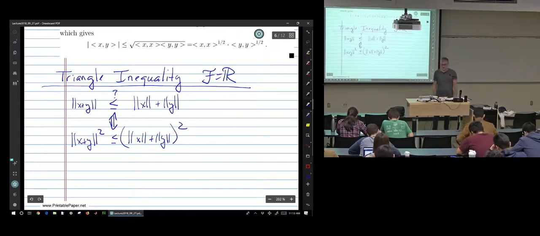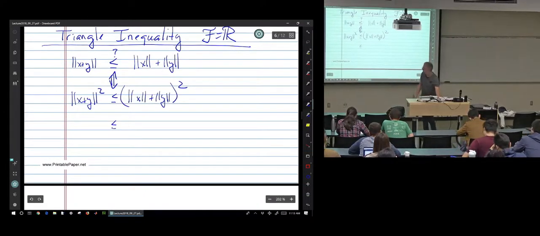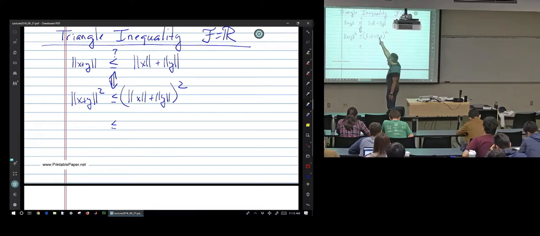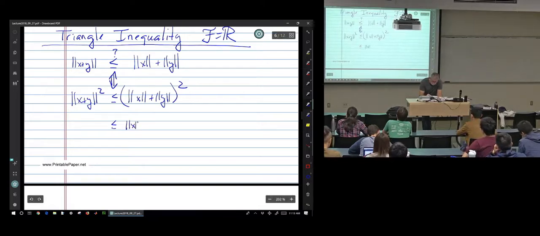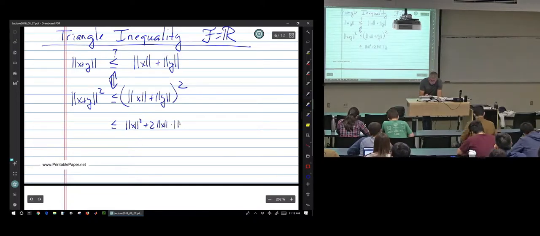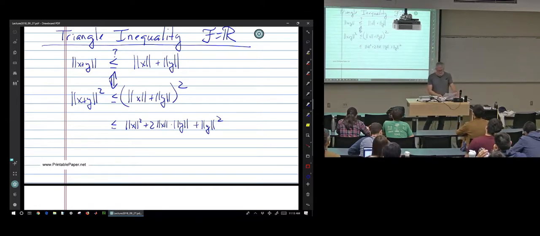Okay, so that part is true. And this is just a real number, and this is just a real number, so everybody knows how to expand that out. So that'll be the norm of x squared plus 2 times the norm of x times the norm of y plus the norm of y squared, because they're just squaring real numbers. Remember, this double bar right now is not a norm because we haven't proven it satisfies the triangle inequality.